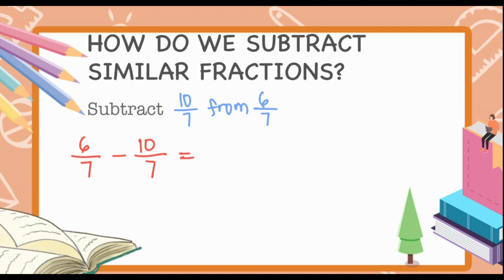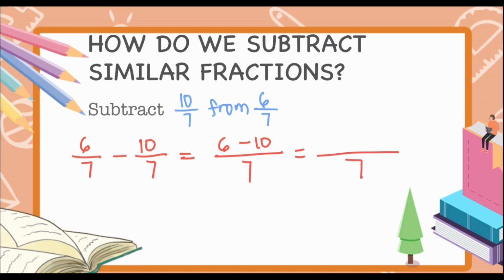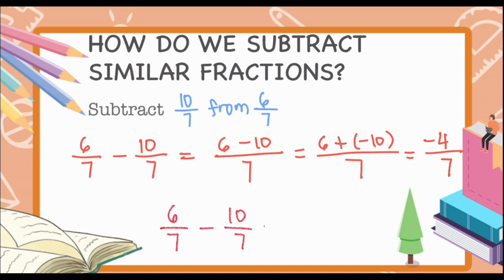Okay, so same process lang siya with addition. So the first thing that you're going to do is copy the denominator and then subtract the numerator. So first, copy the denominator. So we have over 7. And then on the numerator, don't forget to do co-cha-cha or copy, change, change. So copy 6, change the minus sign to plus sign, and then change the positive 10 into negative 10. Then proceed to addition. So 6 plus negative 10, we will get a negative 4 over 7. Therefore, 6 over 7 minus 10 over 7 is equal to negative 4 over 7. That is our final answer.